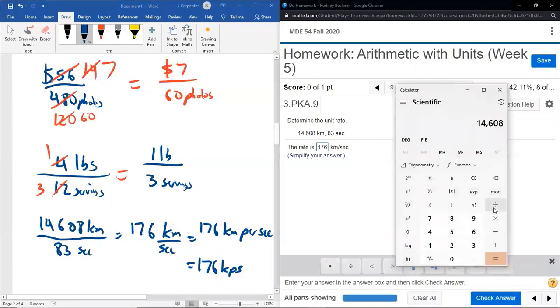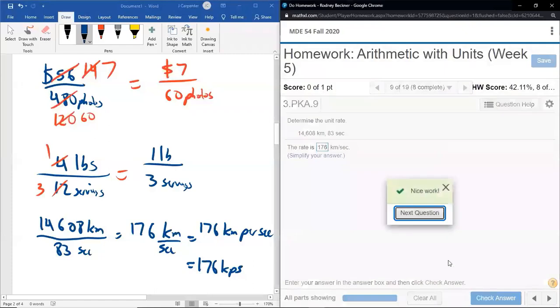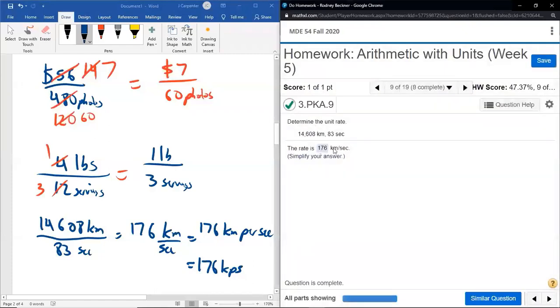14608. I'm staring at the number to make sure it's right. Okay, we're good. Divided by 83. 176. All right, now I'm trusting it. Now we can hit check, and we got it right. We're doing great.